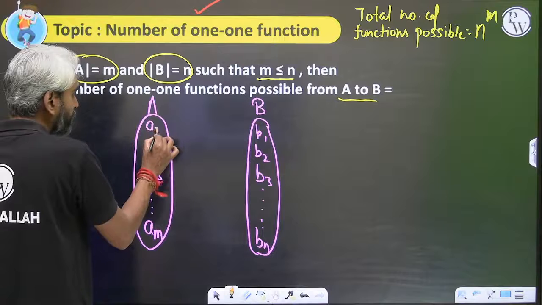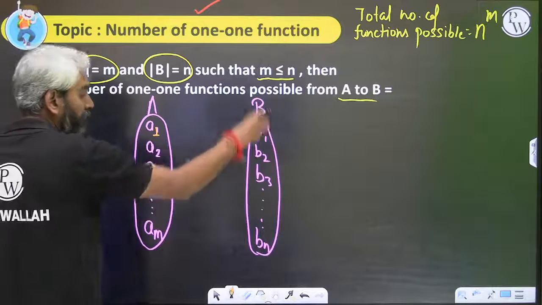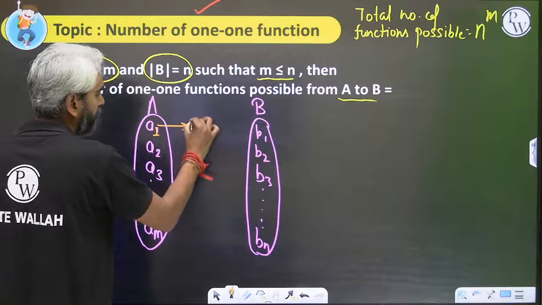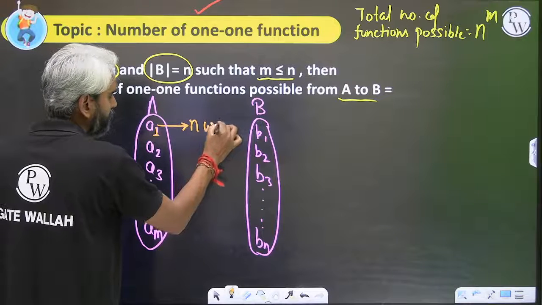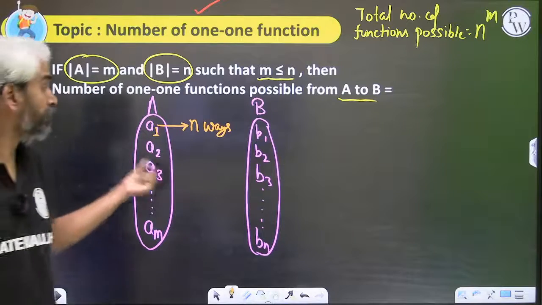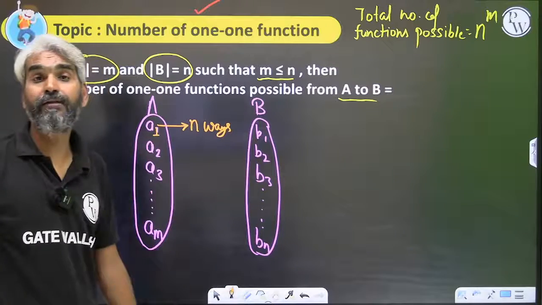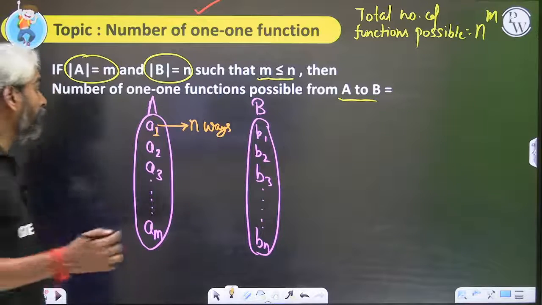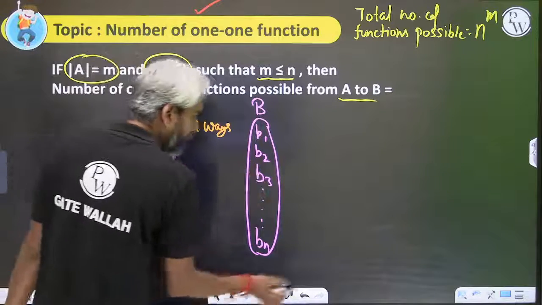Sir, the first element, that is A1, can map with any one of these n elements. Therefore, for the first element A1, we have n choices, because the element A1 can actually map with any one of those n elements.